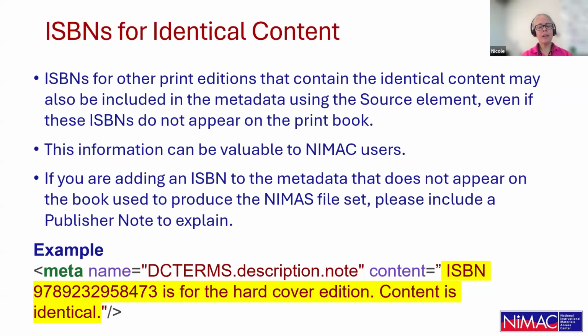Another example is that occasionally there are different bindings. There may be a hardcover ISBN and a softcover ISBN, and both of those ISBNs may not appear on the PDF of the file set that you're submitting. And so, again, you're welcome to include that alternative ISBN, but a publisher note is recommended to clarify what that other ISBN refers to.